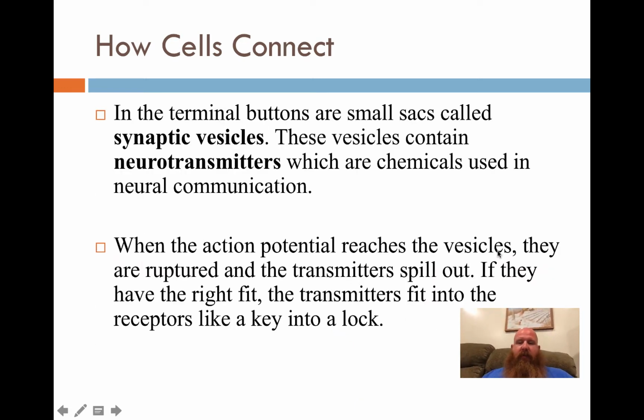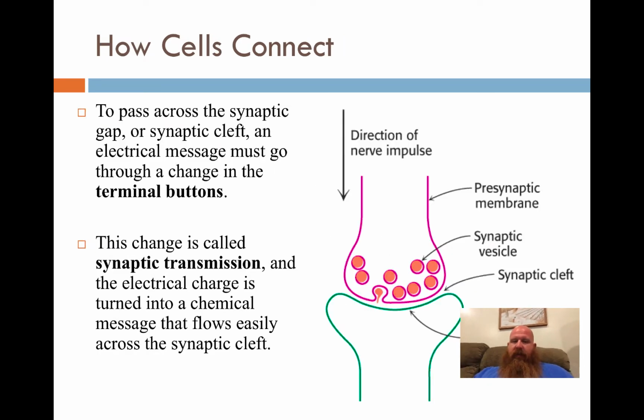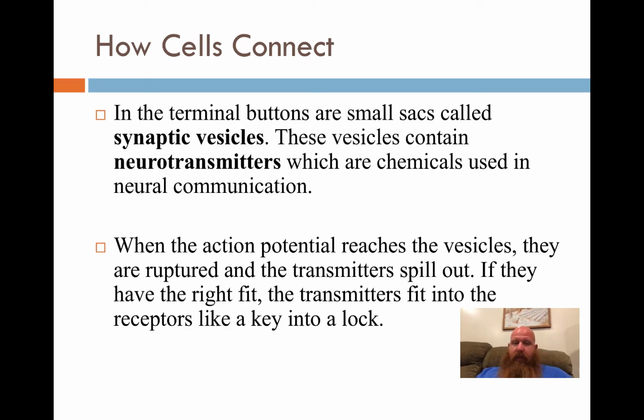When the action potential reaches the vesicles, they are ruptured and the transmitters spill out. If they have the right fit, the transmitter fits into the receptacles like a key into a lock. Each of these has a different chemical makeup, and the receptacles have a different chemical makeup. Only that specific chemical will go into that specific receptacle, and that's something to keep in mind.